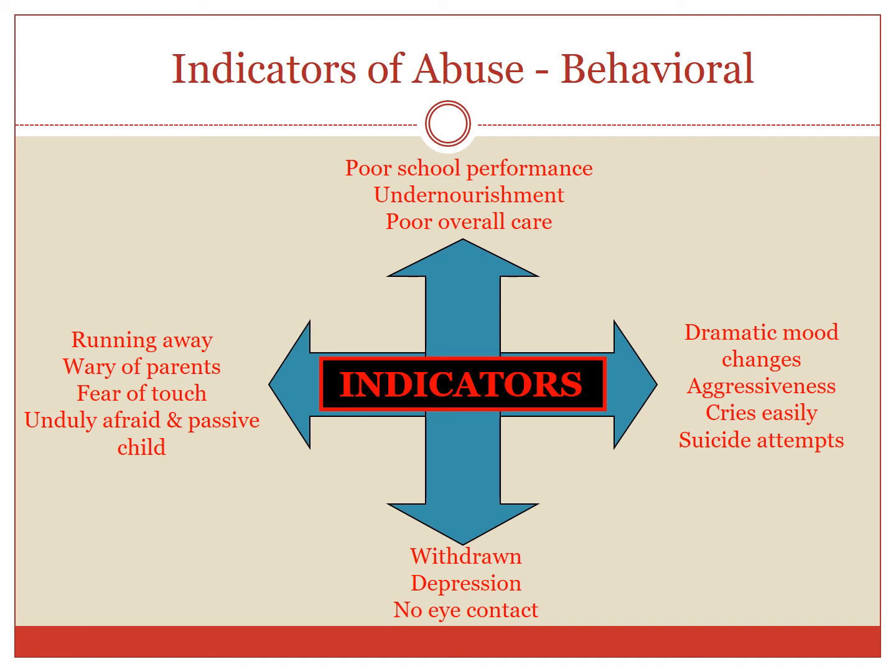Behavioral indicators of physical abuse. If you see, there are 4 indicators here on the sides of the arrow, which can be a sign of a behavioral pattern shown by the child who is physically abused at home or at the caretaker's house. Poor performance in school, undernourishment, poor overall care, running away, wary of parents, fear of touch, unduly afraid and passive child, dramatic mood changes, aggressiveness, cries easily, suicide attempts, withdrawn, depression, no eye contact.